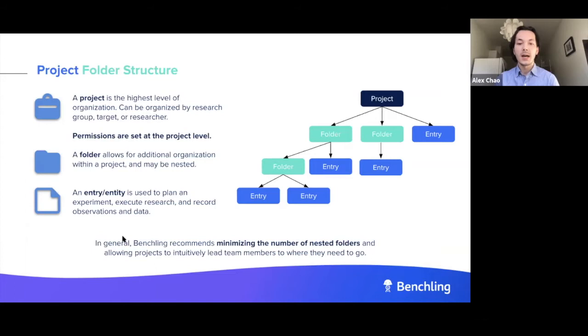To start from the bottom, the data that populates the notebook application is called a notebook entry. And again, notebook entries are essentially dynamic text editing files in which you're able to plan your experiments, execute research, record your observations, and also attach external data files. So this is the piece of data that lives within the notebook. Moving up from entries, we then have folders.